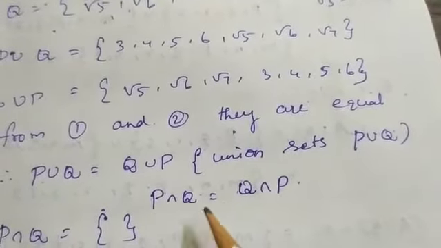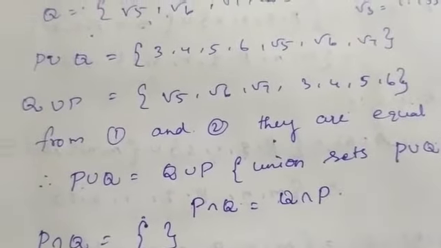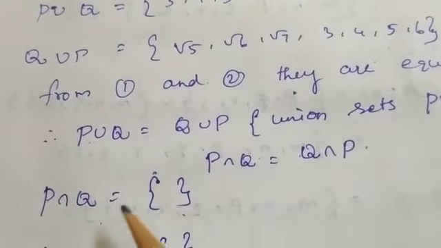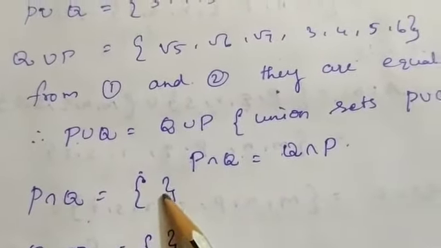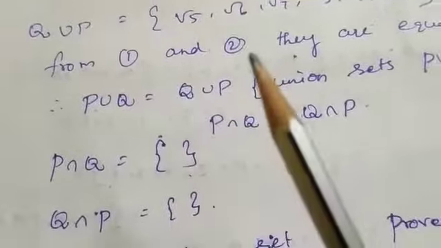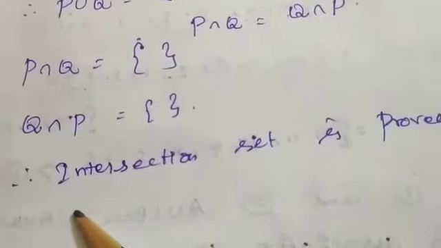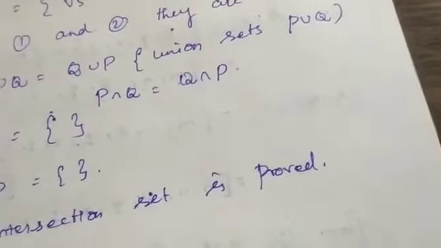P intersection Q equal to Q intersection P. So P intersection Q means, since there is no common value, it is the null set. Q intersection P equal to null set. Therefore the intersection set property is proved.